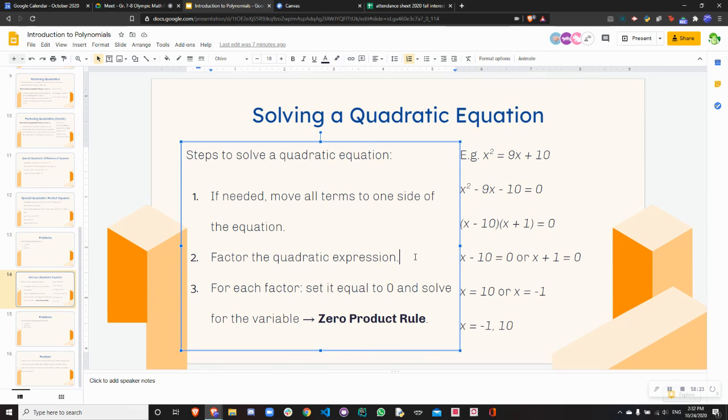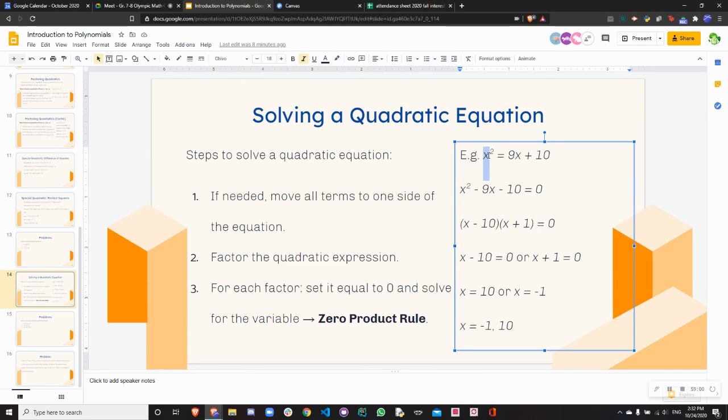And that way, in step 2, we have to factor the quadratic expression. And then step 3, the final step: for each factor within the quadratic expression, you set the factor equal to 0 and then solve for the variable. This is called the zero product rule. Basically, for the zero product rule, if a term in a product is equal to 0, then that entire product is equal to 0. So that's what the rule states.